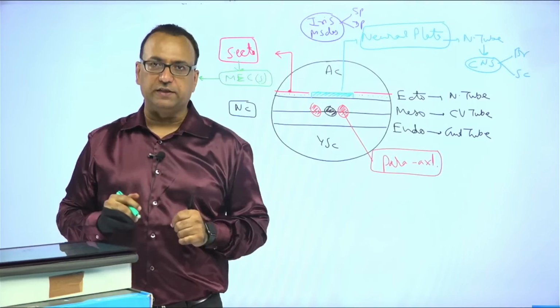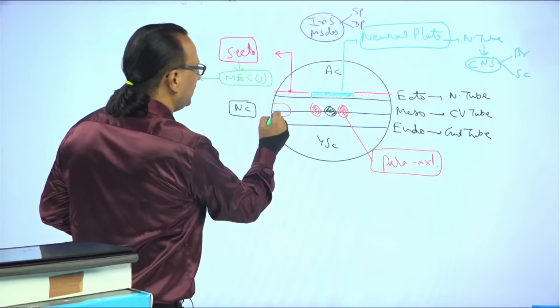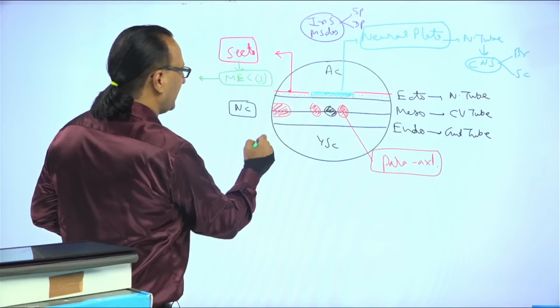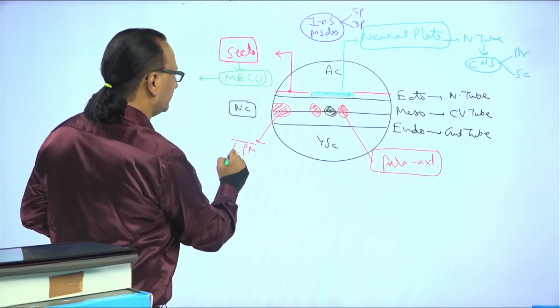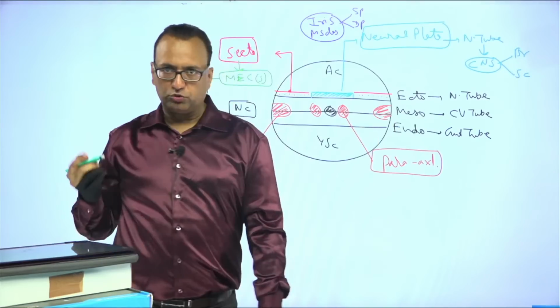We should not focus here. Then where are the smooth muscles forming? You will see there is a lateral plate mesoderm also, and this lateral plate mesoderm, right side, left side, will form most of the smooth muscles.